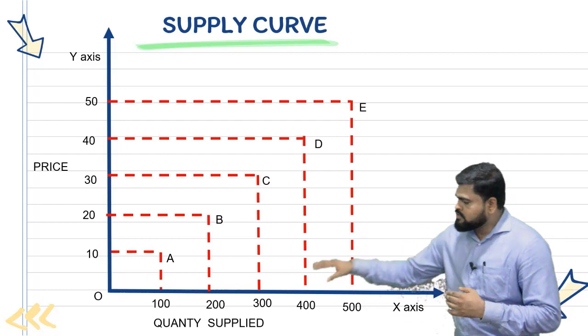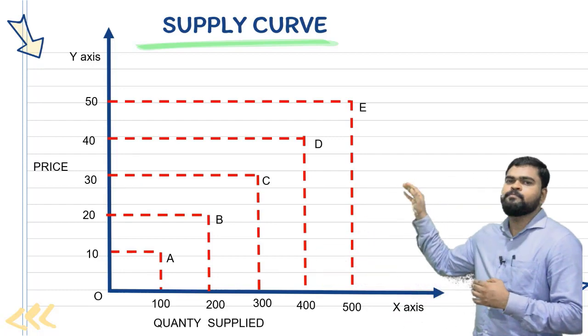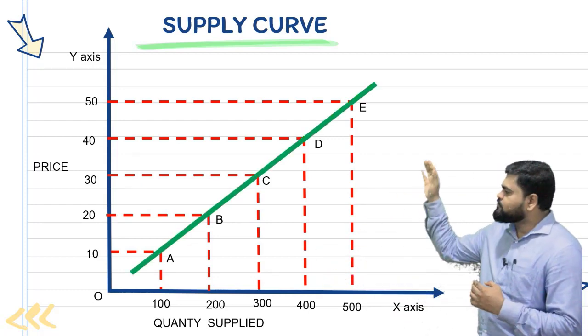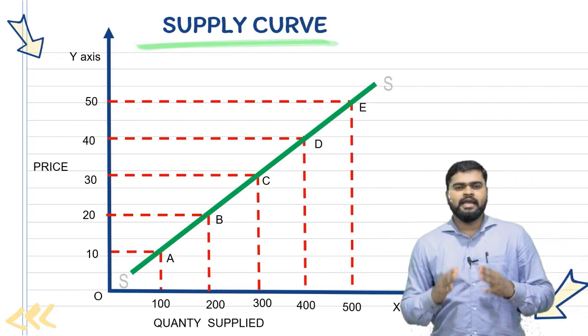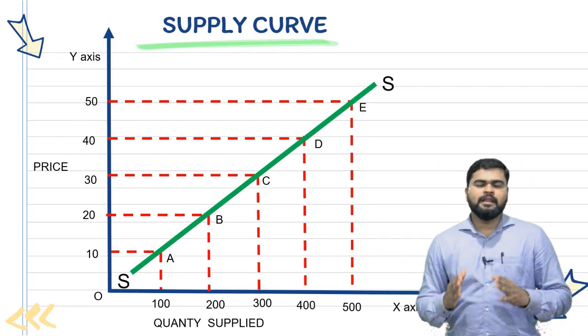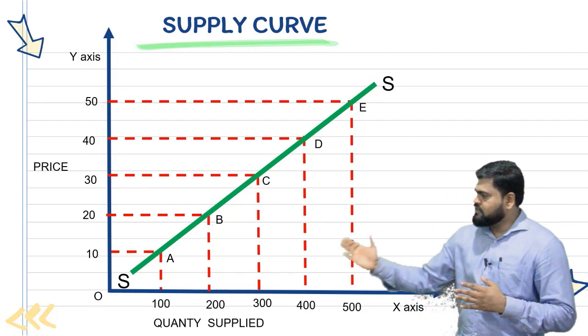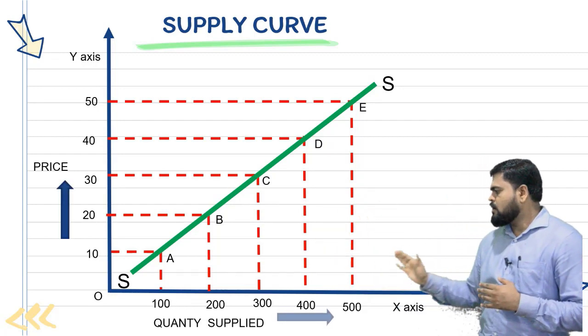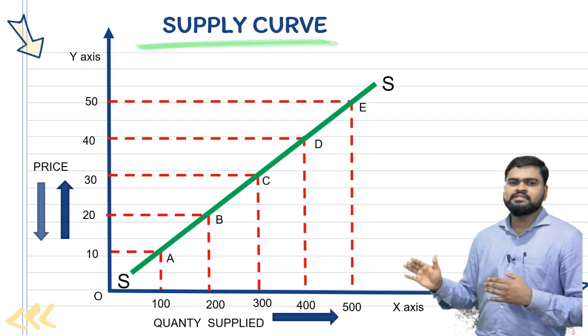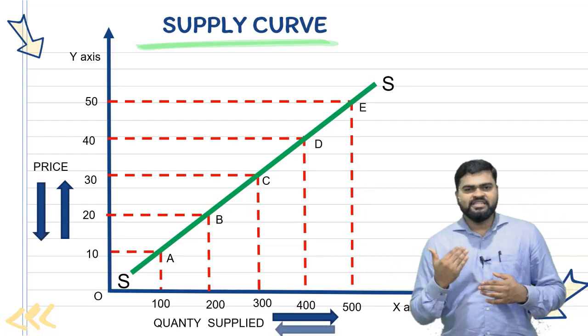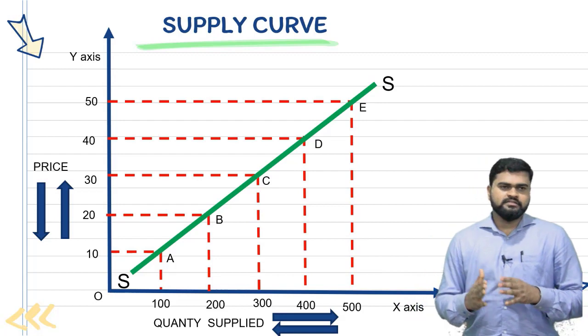When we join all these points A, B, C, D, E, we get a curve which slopes upward from left to right, denoted by SS. SS means the supply curve. This curve shows a direct relationship, that is, when price increases, quantity supply also increases, and vice versa, when price decreases, quantity supply also decreases.